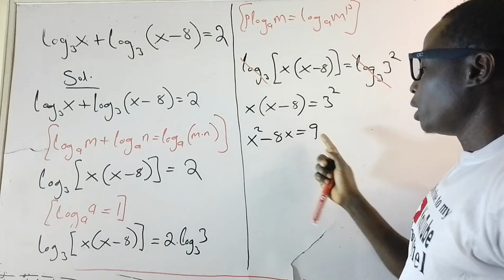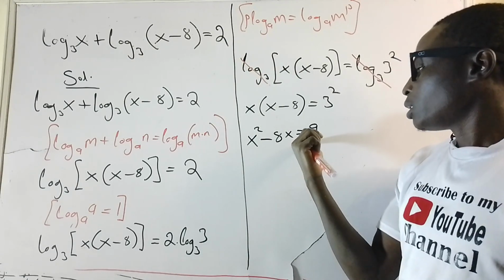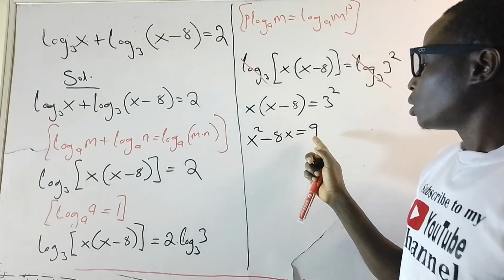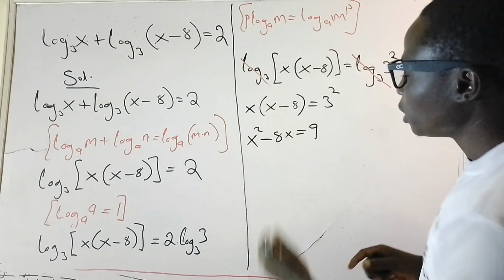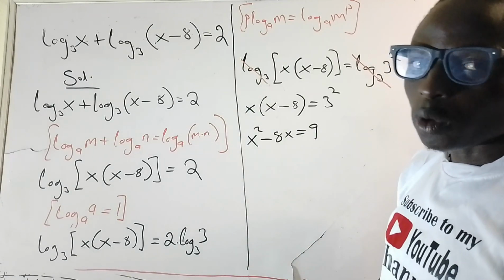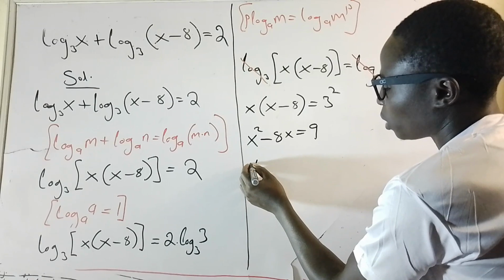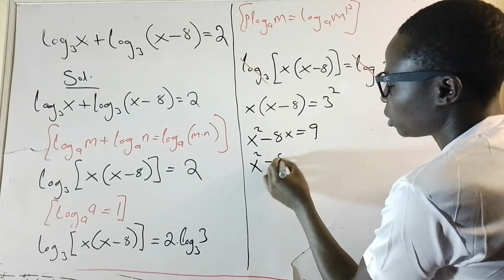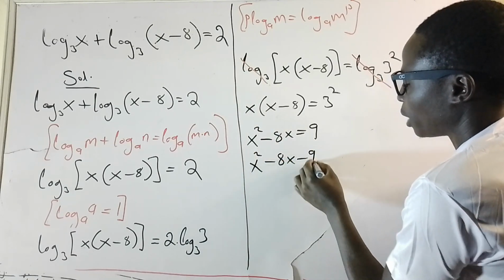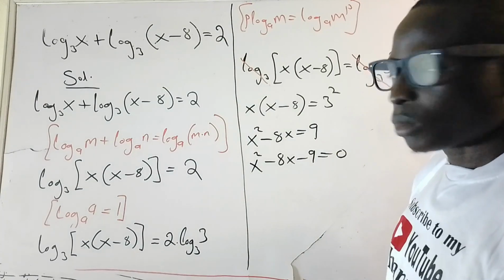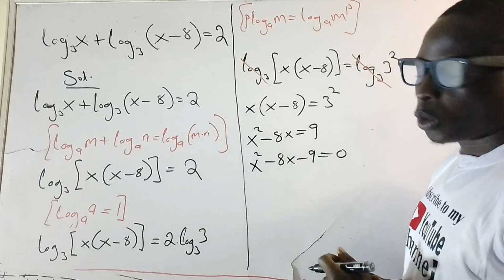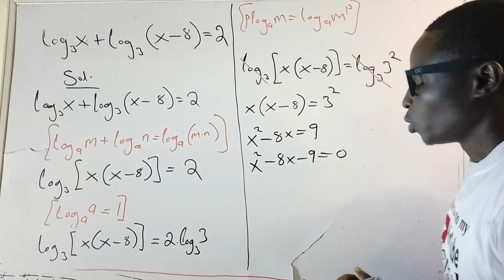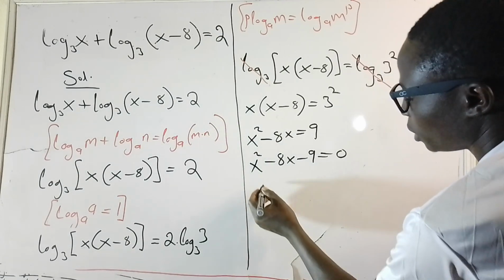So I need to take this 9 to the left side, so that on the right side I have equals 0. So x squared minus 8x minus 9 is equal to 0. This is a quadratic equation. So let's see whether we can factorize.